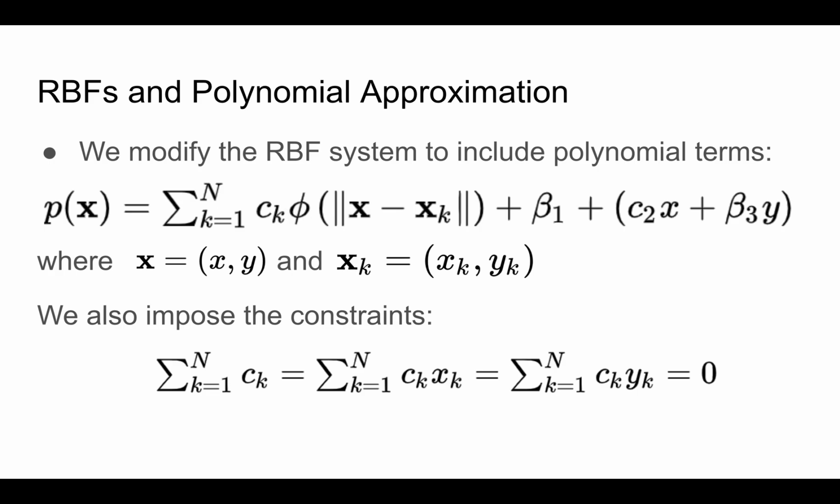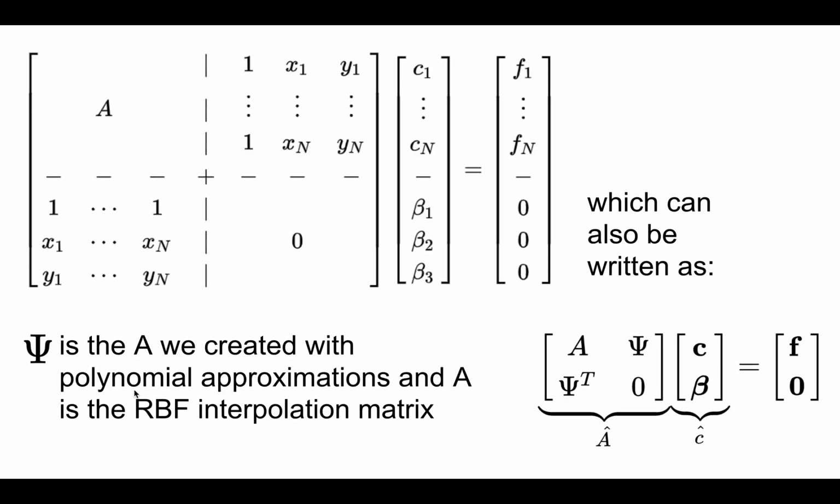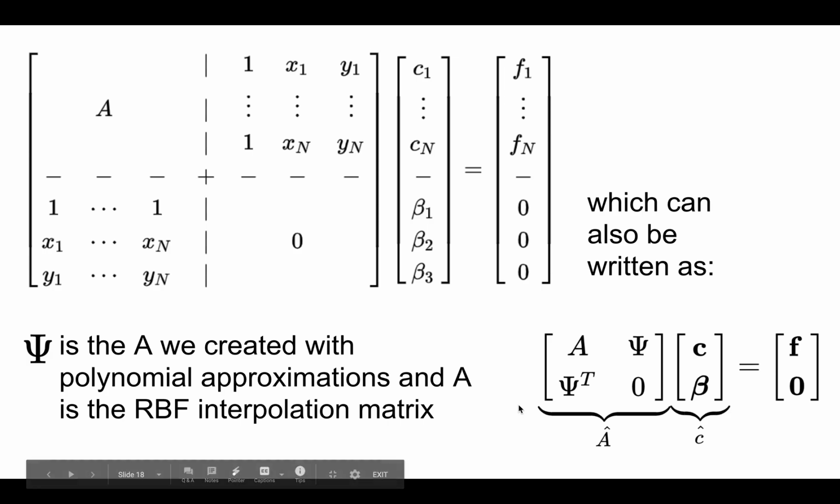So here we modify the RBF interpolation to include polynomials, which creates the following system here. In this case, psi is the van der Waals matrix, from the polynomial approximation that we were doing before, and A is the RBF interpolation matrix, and then we can simplify it down here in the lower right-hand corner as such.